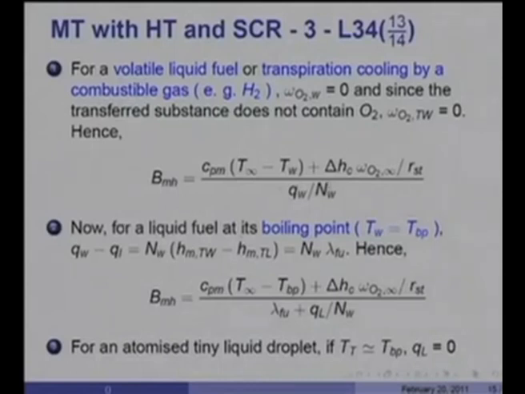If the liquid fuel is at its boiling point, Tw is equal to Tbp, then Qw minus Ql would be equal to Nw HFU, and therefore Qw divided by Nw will be simply Cpm (T infinity minus Tbp) del Hc omega O2 infinity divided by Rst lambda Fu plus Ql divided by Nw.